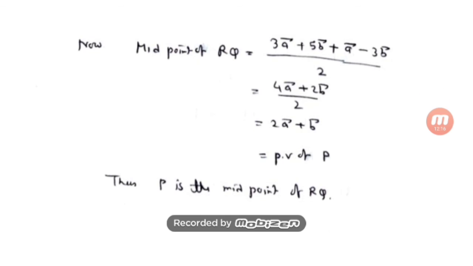If the position vector of the midpoint coordinate is the same as the position vector of P, it means P is the midpoint of RQ. Hope you understand it. So again I stop here today; a few more questions I'll discuss in the next class. Thank you.